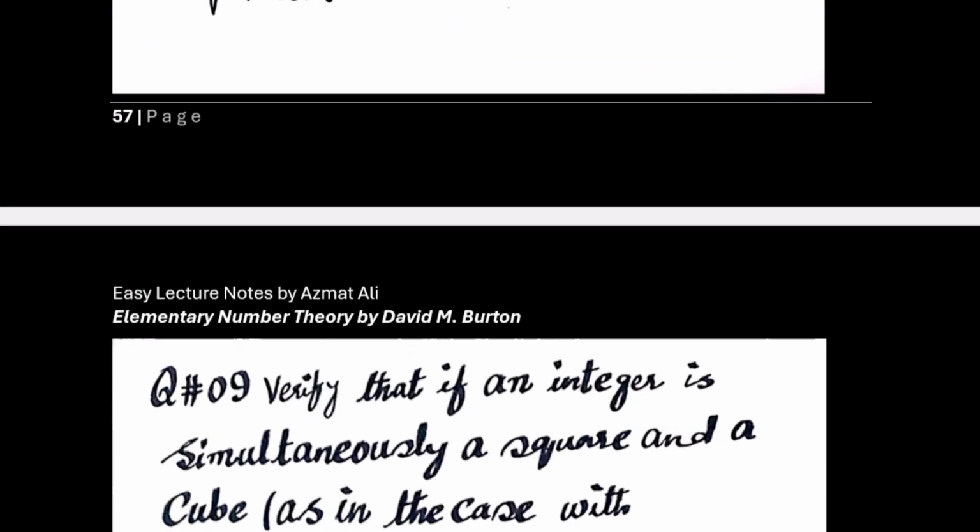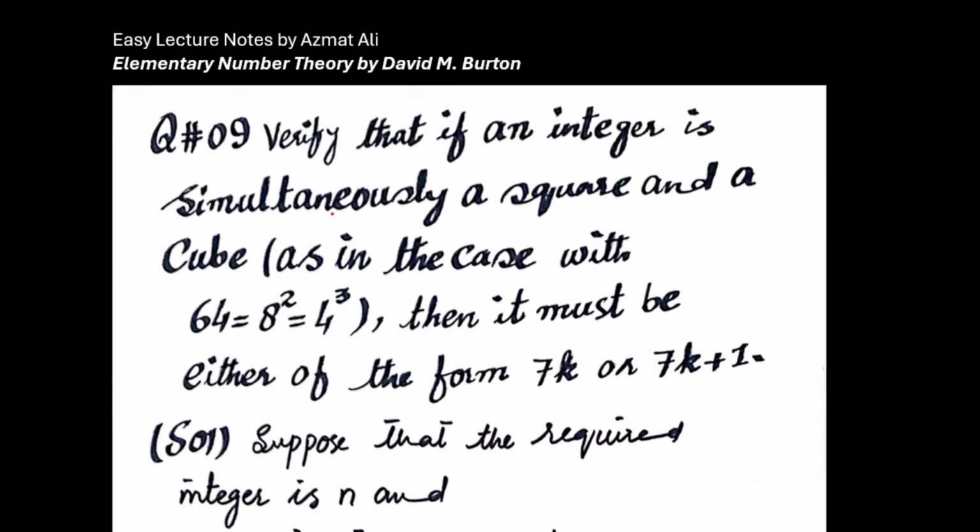Question number 9 is also an interesting question, and it also needs some correction. In the question, we have to show that if an integer is simultaneously a square and a cube, as in the case of 64, which can be written as 8 square and also as 4 cube, so 64 is a square as well as a cube of two integers, then it must have either the form 7k or 7k plus 1.